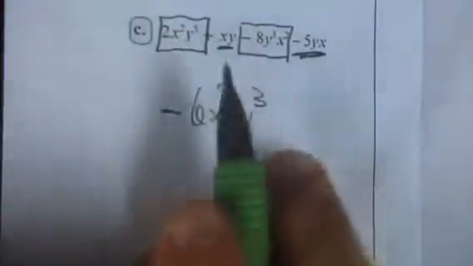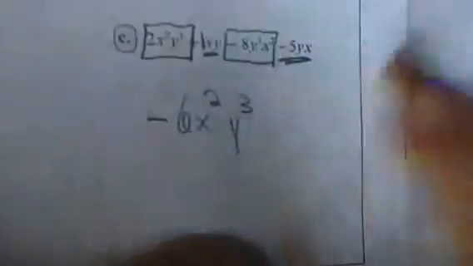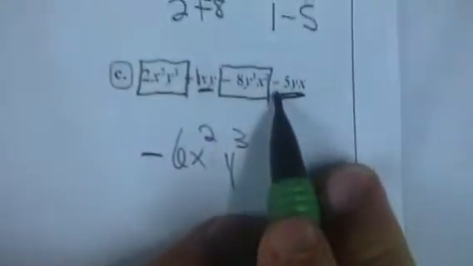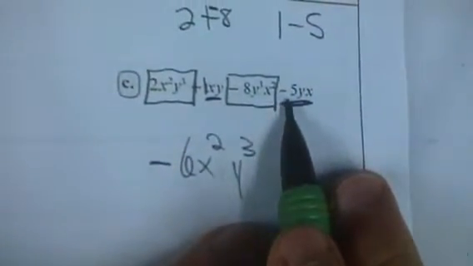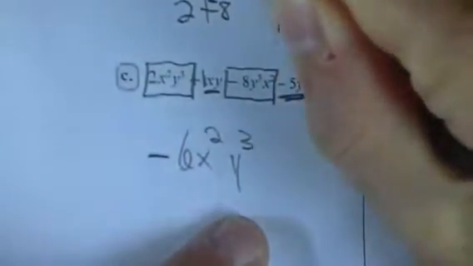Now I need to combine this xy. Remember, there's an understood coefficient of 1. So 1xy minus 5yx. Okay? Again, I can go up here if I need to. 1 minus 5. Don't forget that this is a subtraction sign. This is a minus sign right here. So 1 minus 5. I change subtraction to addition. Change the sign of the second term. Okay? 1 plus negative 5.